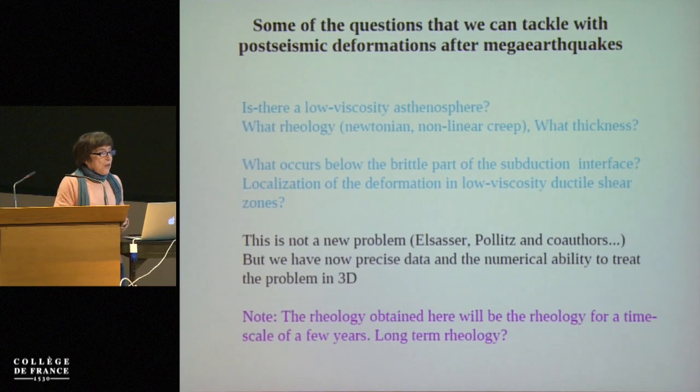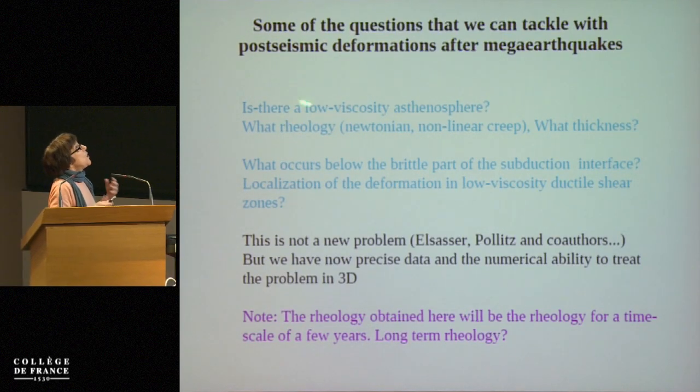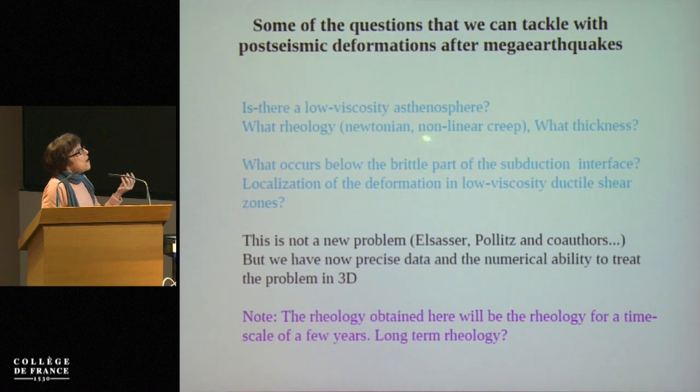So the questions that we will try to answer using those motions after the earthquake are: is there a low viscosity asthenosphere? What is its rheology? Is it a Newtonian creep with a power exponent 1, or a nonlinear creep? What is the thickness of the layer with the low viscosity? And then, what occurs below the brittle part of the subduction interface?